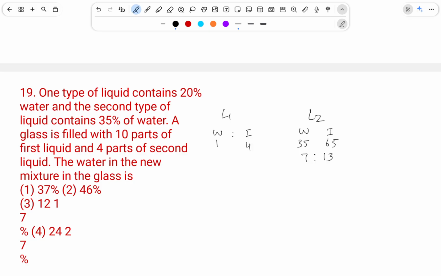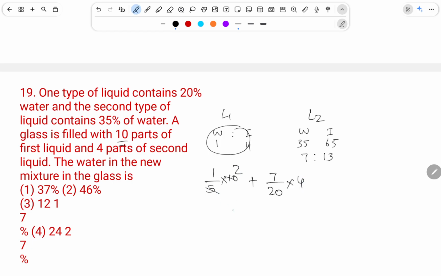second liquid. First, the water in the new mixture is... a glass is filled with 10 parts of first liquid. Water is of how many parts? 1 part out of 5 into 10, because 10 parts of the first liquid, plus here it is 4 parts of the second liquid. So water 7 by 20 into 4 parts.